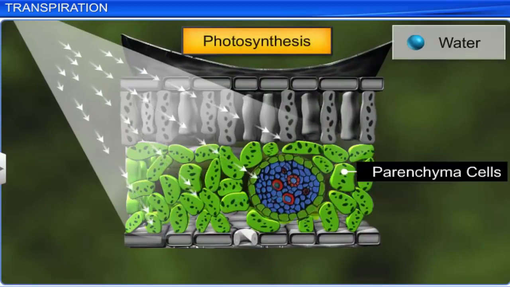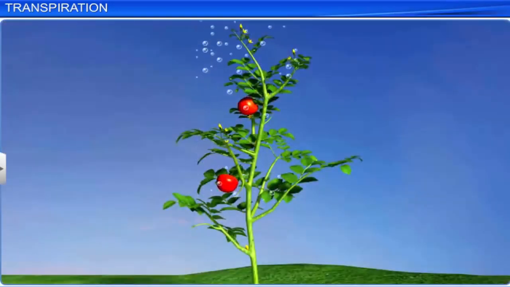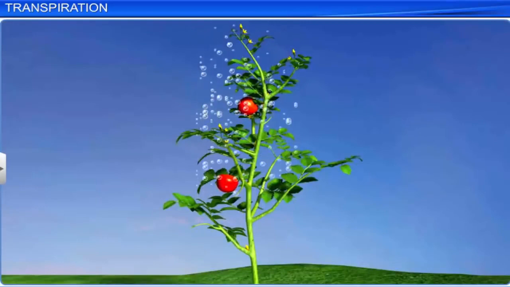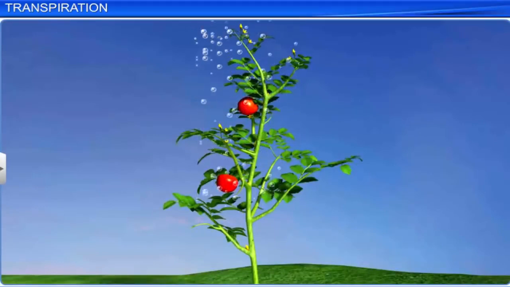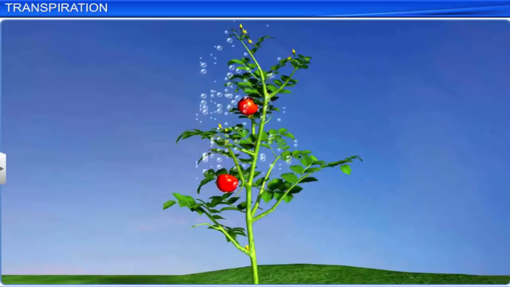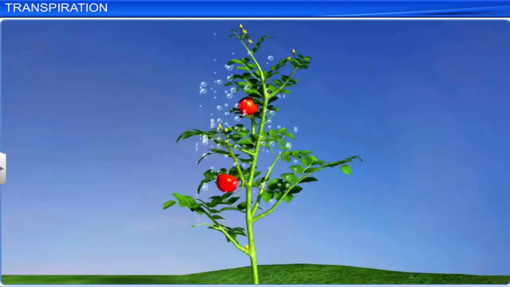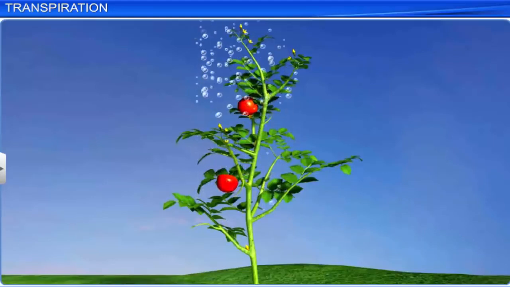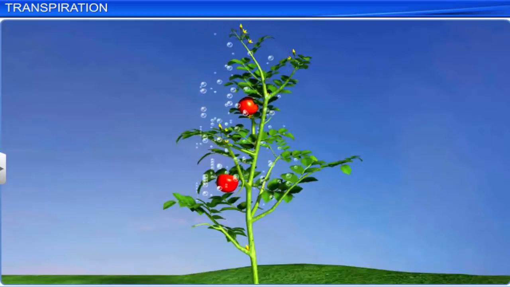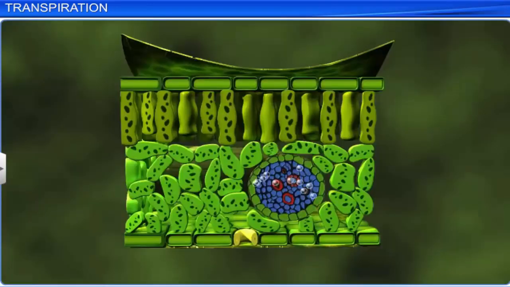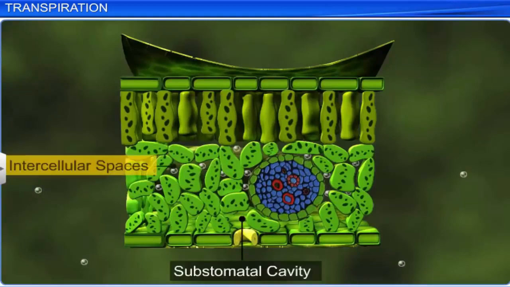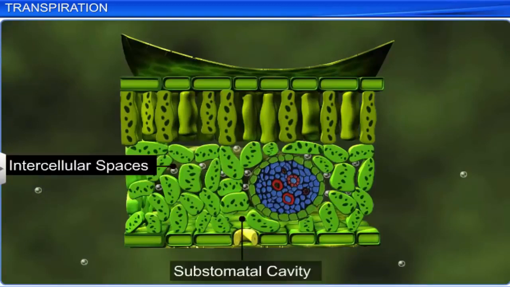is needed for photosynthesis. While water evaporates through stomata during transpiration, a thin film of water appears over the cells, which pulls water molecule by molecule into the leaf from the xylem. This transport is helped by the water potential gradient. The concentration of water vapor in the atmosphere is lower than that in the substomatal cavity and intercellular spaces. Thus, water diffuses into the surrounding air, creating a pull.